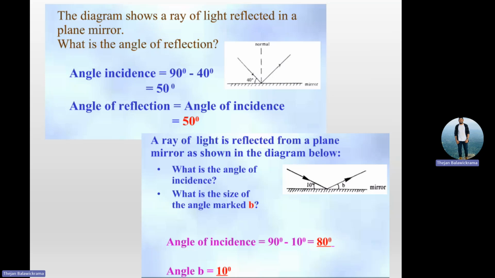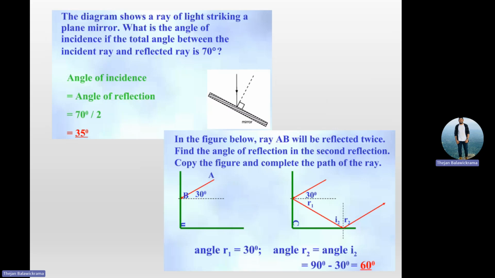Do I have to explain? Yes or no? Yes, another one. The diagram shows a ray of light striking a plane mirror. It should be a plane mirror. So what's the angle of incidence? The total angle between the incident and reflected ray is 70.